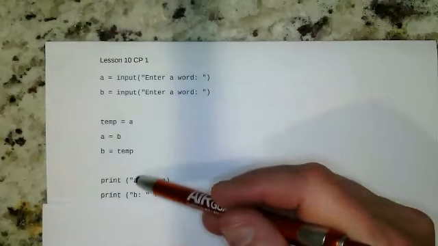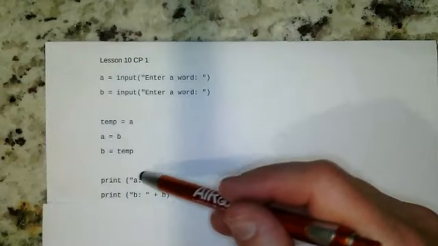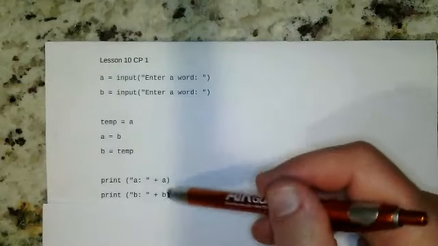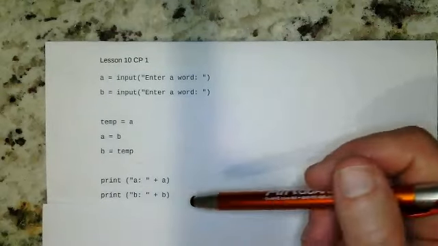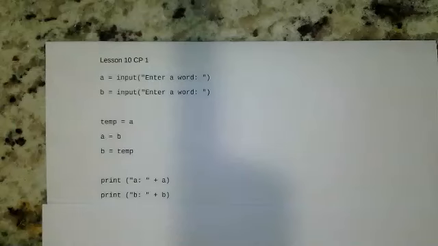Print A. Now make sure you use those as lower. Put a space there, your plus, your open and close parentheses. So that's fairly simple, I think.